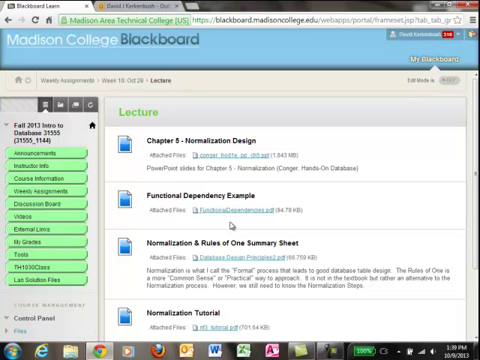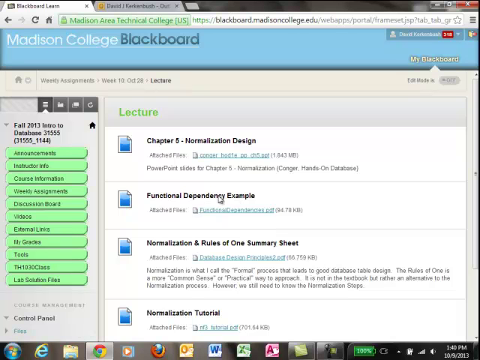This chapter, chapter 5, talks about normalization. It's one of the most difficult topics of this particular course in relational database design because it's just theoretical in nature, and it's some hard concepts to understand. That's why it's going to take a while to get through this part of the chapter.